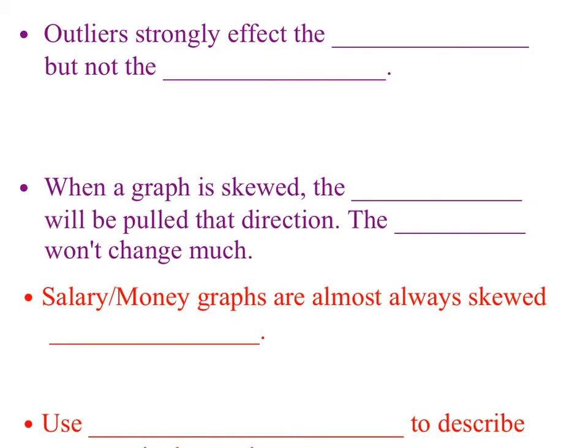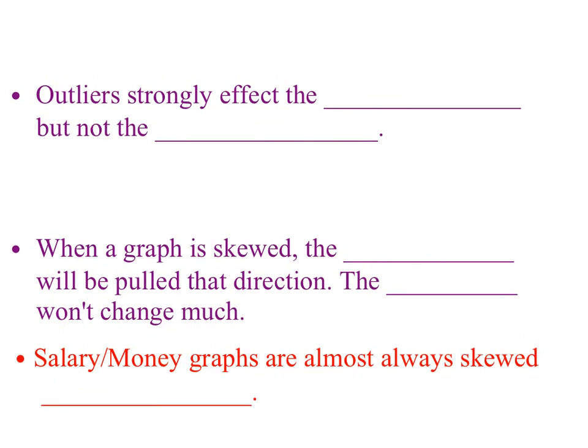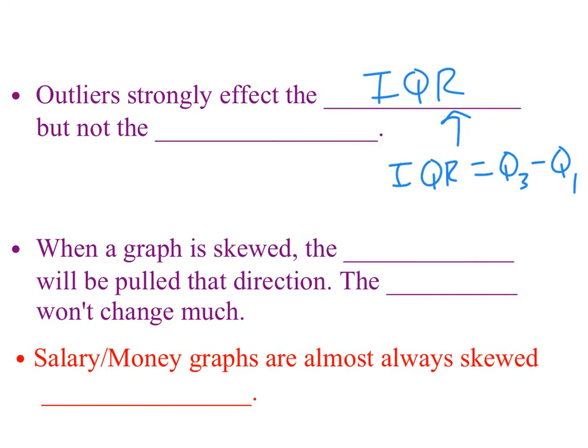All right, so let's summarize a few things here. Let's talk about spread. Outliers strongly affect the IQR. Actually, I don't think I've even told you that yet, that IQR is interquartile range. You get it from taking the third quartile minus the first. It's like the middle 50%. If you're looking at a box plot, it's the distance from one side of the box to the other. Okay, it doesn't include the tails.